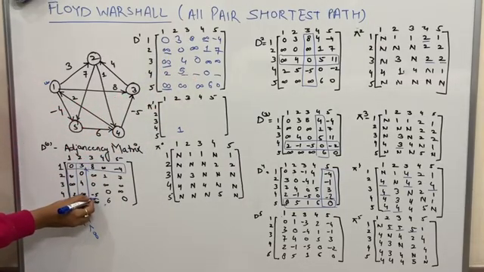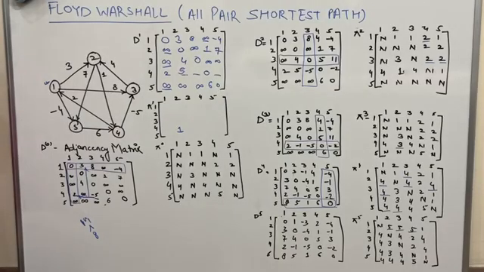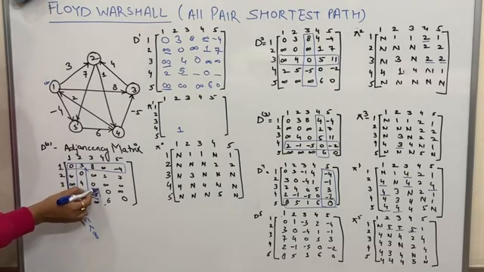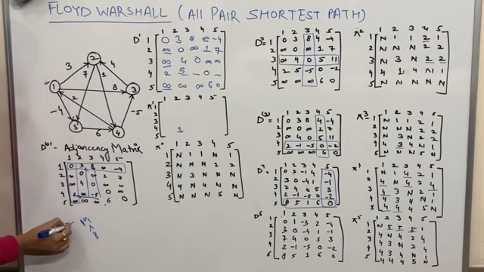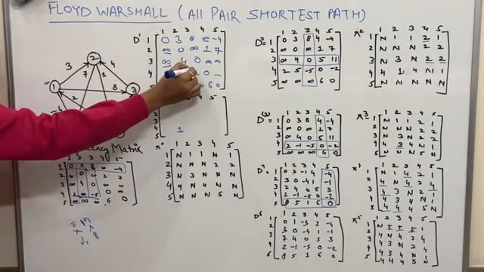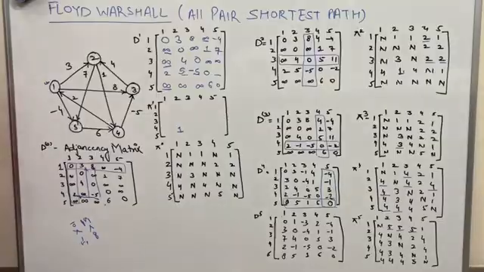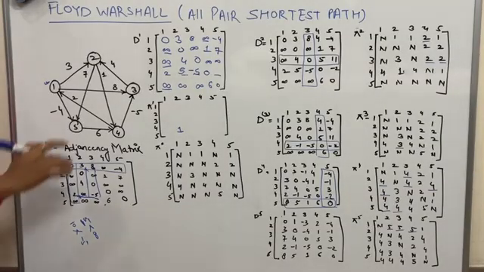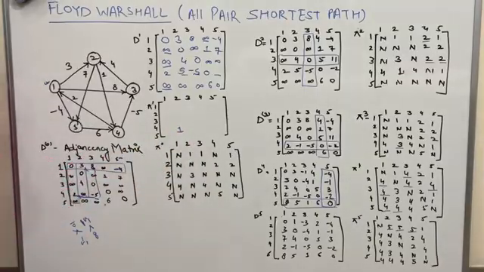Same with this, we are going to find this other value. This one, the same concept. Respective column value is 2 and respective row value is 8. 8 + 2 is 10. 10 is not less than -5. So we are not going to update this value to 10. The value from 4 to 3 is -5, so we are not going to change this value.